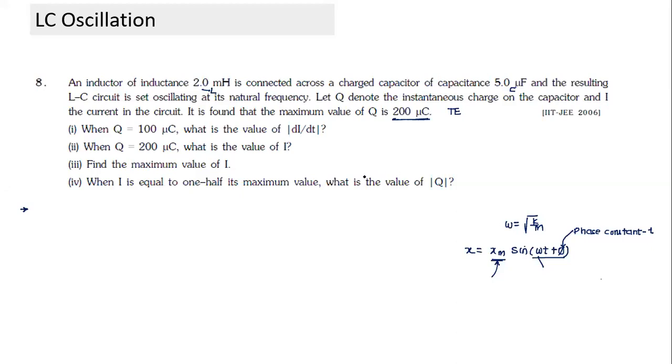Q square by 2C. Q square by 2C. At the time when energy is maximum, the entire energy is in the form of energy stored in the capacitor. That's the total energy.